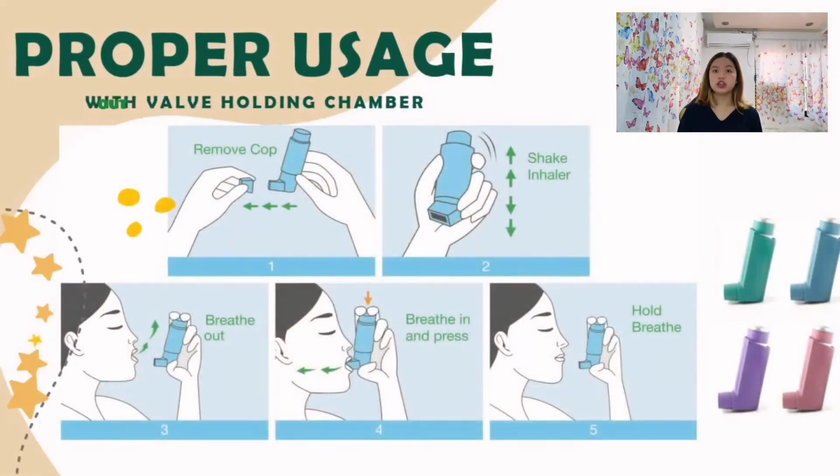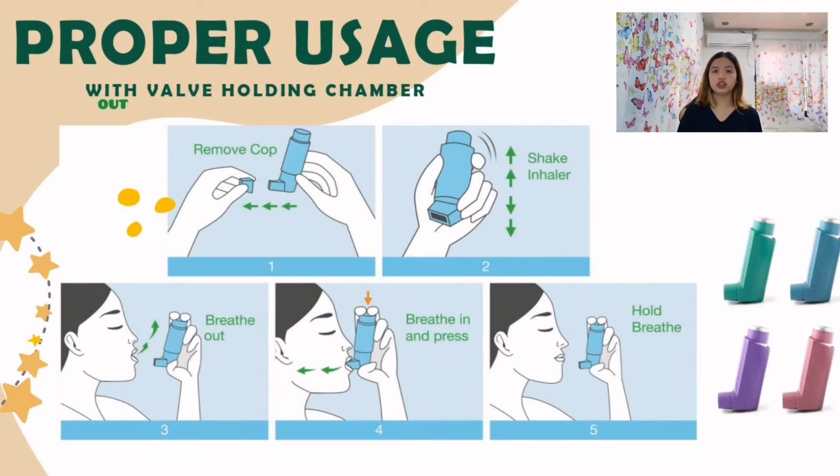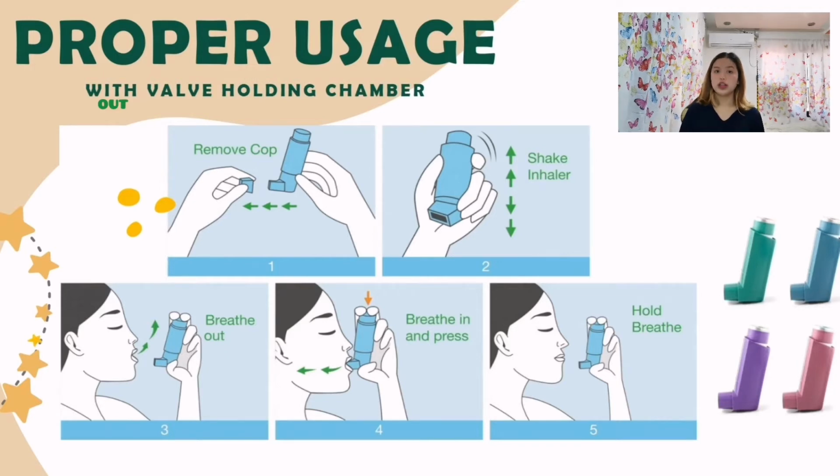The next proper usage is for MDI without a valved holding chamber. First is to remove the MDI's cap, then hold it upright. Second, shake vigorously, and then third, exhale completely. Fourth, place the inhaler's mouthpiece in between your teeth, then firmly close your lips around it. Press down on the canister once as you begin to breathe in slowly, and continue to breathe in slowly and as deeply as you can. It should take you around 5 seconds to fully breathe in.